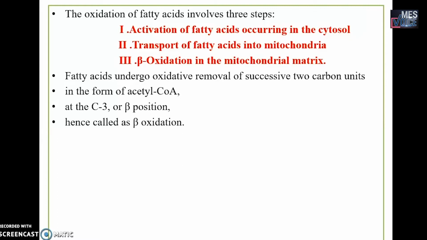Fatty acids undergo oxidative removal of successive 2 carbon units in the form of acetyl-CoA at the 3rd carbon or carbon at the beta position. Hence, this process is called as beta oxidation. In beta oxidation, the fatty acids undergo oxidative removal of successive 2 carbon units in the form of acetyl-CoA at the 3rd carbon atom or carbon at the beta position.